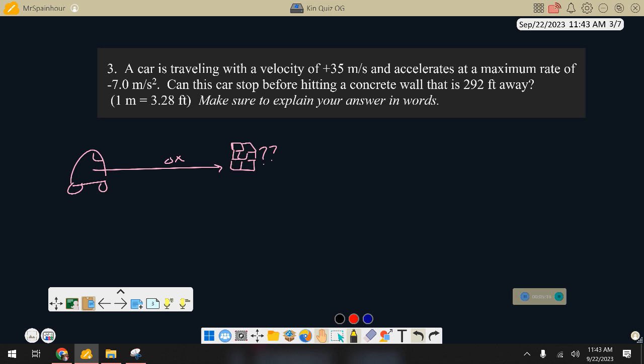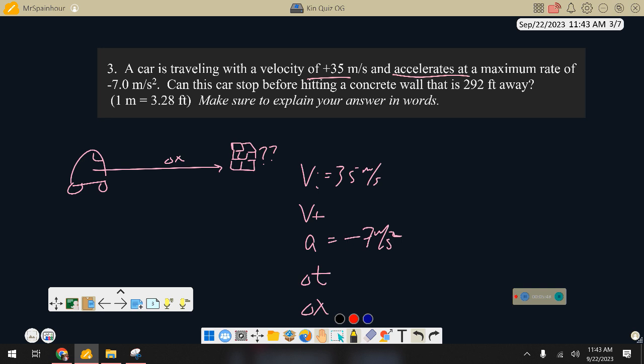So, car's initially traveling with a velocity of 35 meters per second. That alone probably tells us it's going to accelerate since it said initially, or did it say initially? I guess it didn't. It said it's traveling 35 meters per second. Well, the next word, accelerates, tells us that we're going to be dealing with five variables here, and not just 3. Accelerates at a maximum rate of negative 7 meters per second squared. Now that did technically say maximum rate, which could mean it could change, but in this class it doesn't, so we don't have to worry about it.